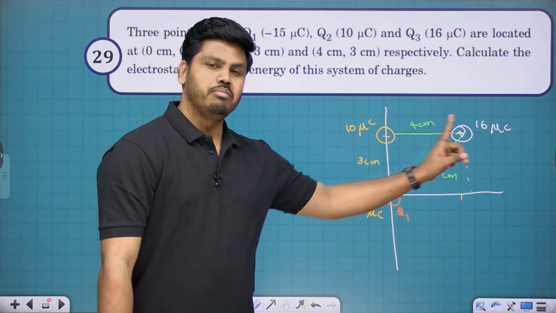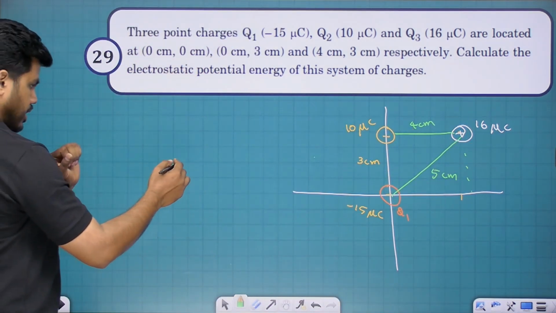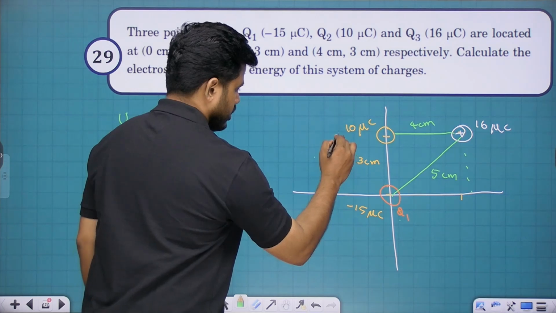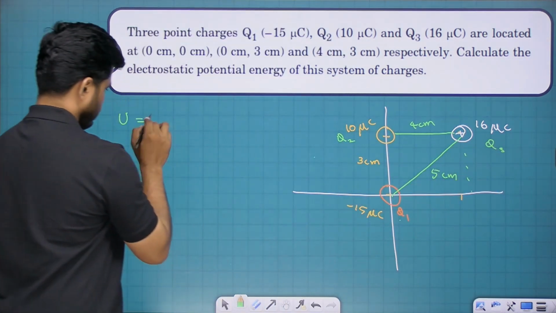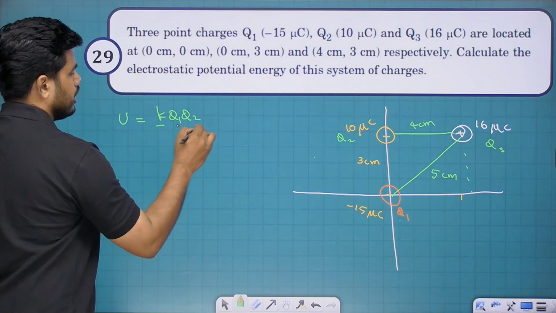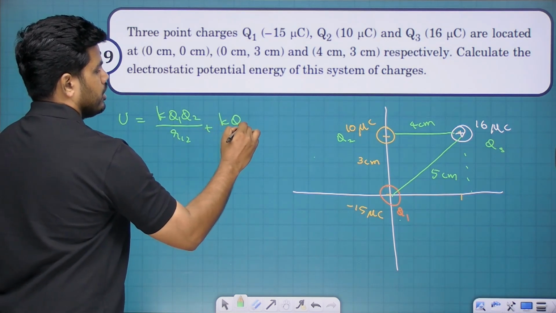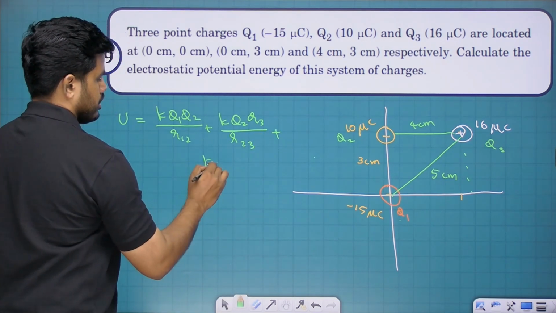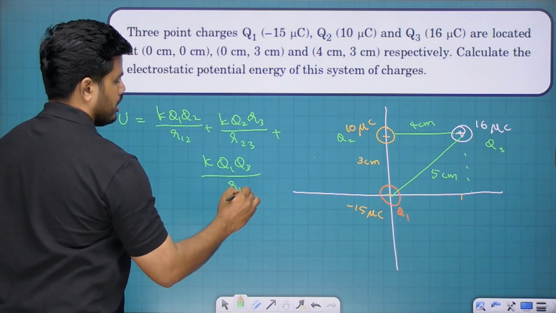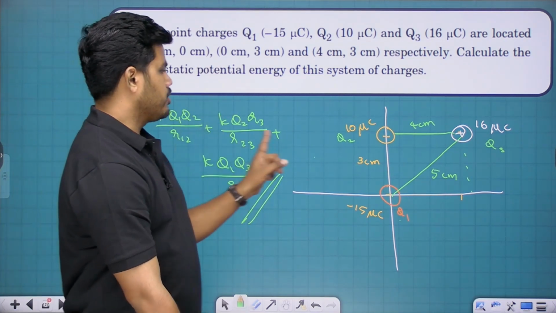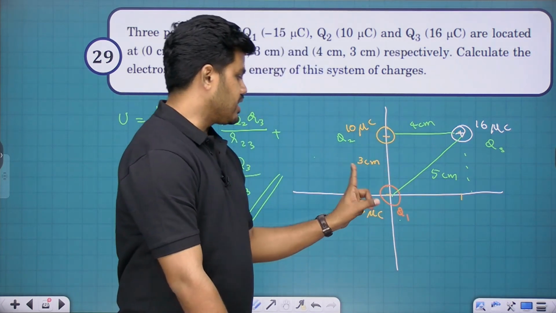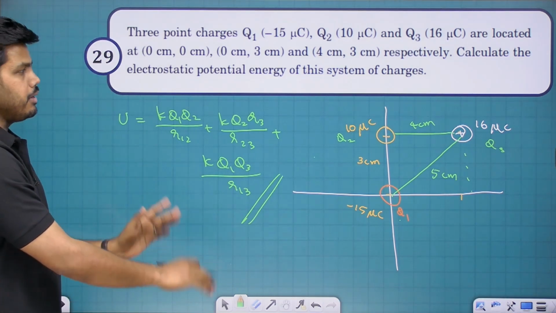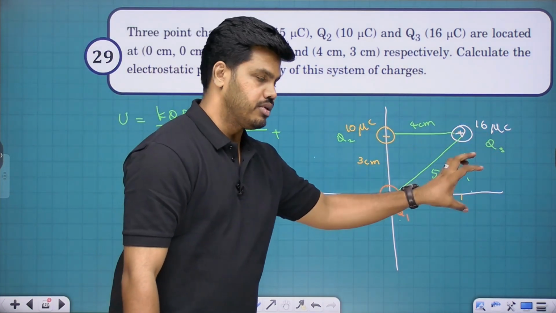So we have distances given, pairs of charges given. What is the total potential energy? How many independent pairs of charges are possible? 3. So if this is Q1, this is Q2 and this is Q3, we can go for K Q1 Q2 by R12 plus K Q2 Q3 divided by R23 plus K Q1 Q3 divided by R13. So you can substitute the values of Q1, Q2, Q3 and their respective distances. All distances are given, all charges also are given. Just substitute and simplify. That will give you the electrostatic potential energy of the system.